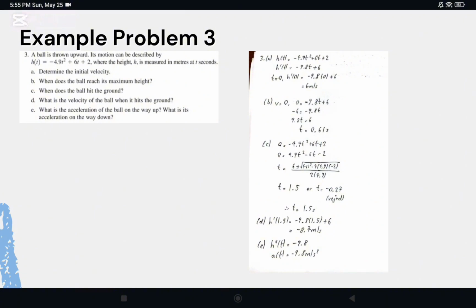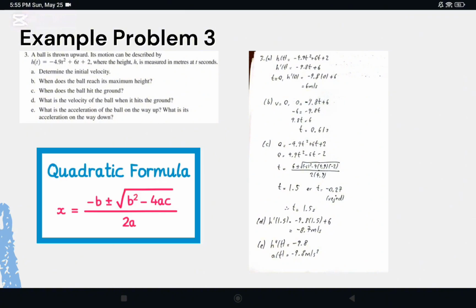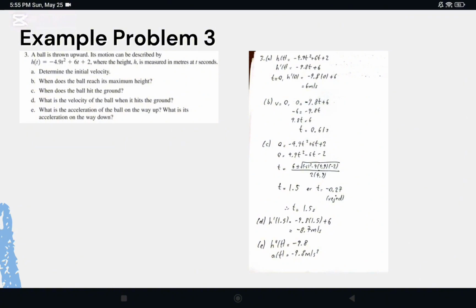For part C, we substitute h of t with 0, and then we use the formula t equals negative b plus or minus the square root of b squared minus 4ac, over 2a, and then we get t equal to 1.5 or t equal to negative 0.27. Negative 0.27 is impossible because we are considering time, so we reject that answer and only take the t equal to 1.5 seconds answer.